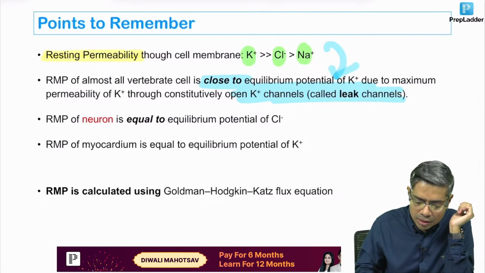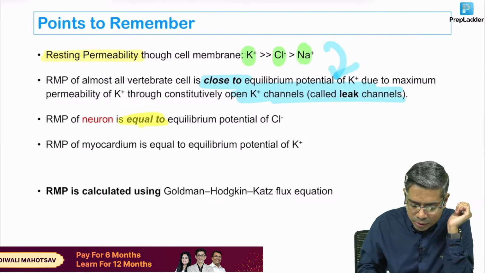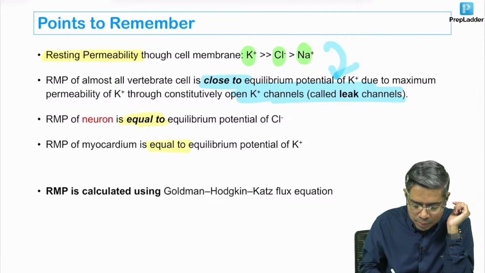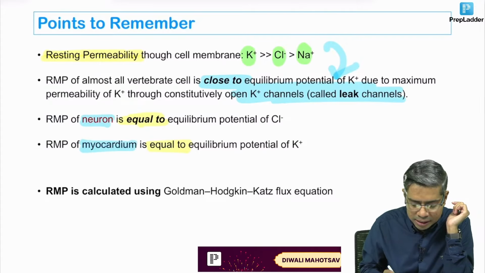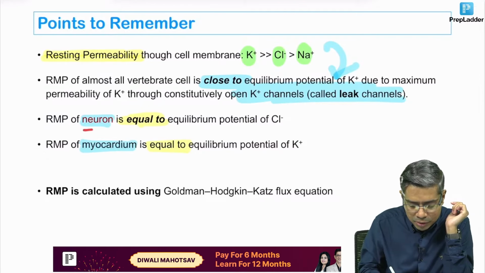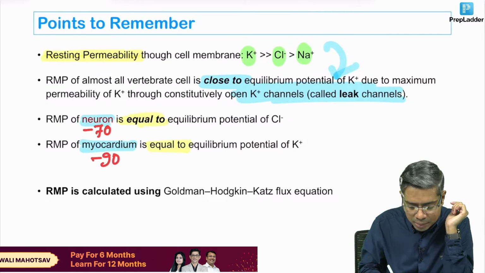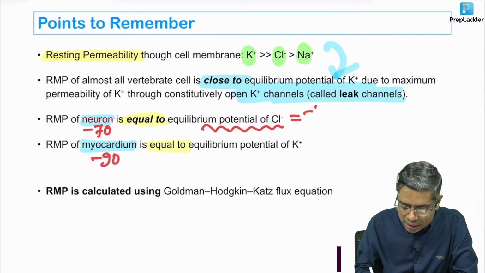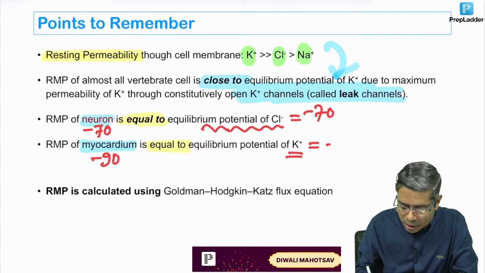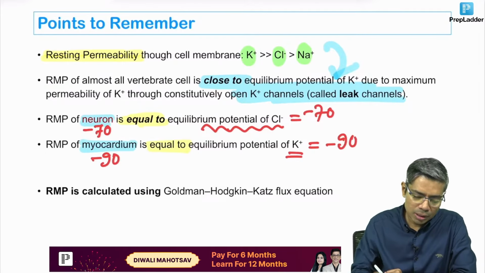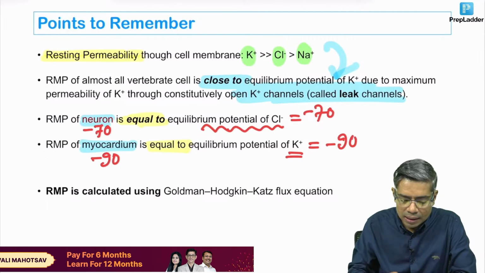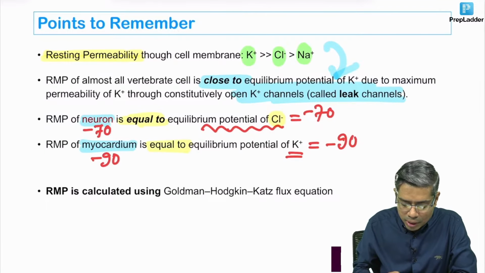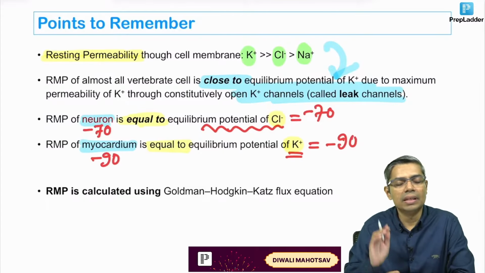RMP of the neuron is equal to... here you have to be a little bit careful. Whenever the question says "is equal to", you have to look at which tissue they are talking about. If they are talking about neuron or myocardium, these two tissues have different RMP. For neuron minus 70 millivolt, for myocardium minus 90 millivolt. The equilibrium potential of chloride is also minus 70 millivolt, and equilibrium potential of potassium is also minus 90 millivolt. So whenever the question is equal to neuron, your answer is chloride, and equal to myocardium, then the answer is potassium.